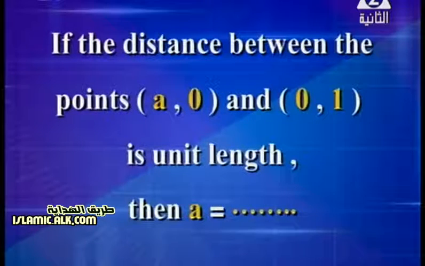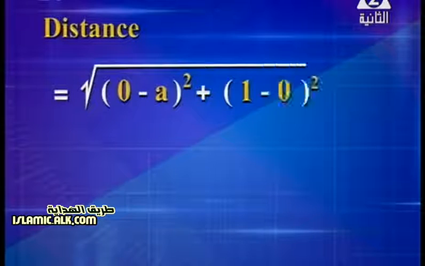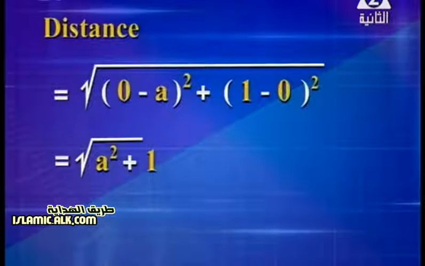Then try to substitute in the rule. Distance equals square root of (0 minus A) all to the power of 2 plus (1 minus 0) all to the power of 2, which is equal to square root of A to the power of 2 plus 1. This distance is going to be equal to 1, as the distance between the 2 points is 1.